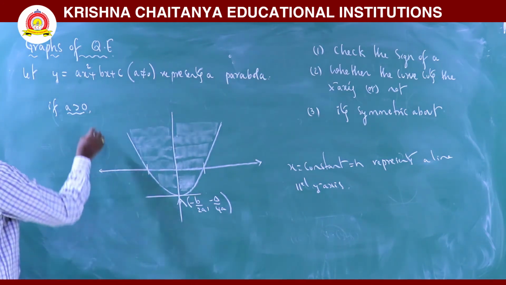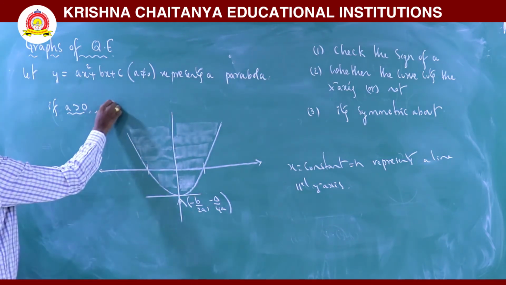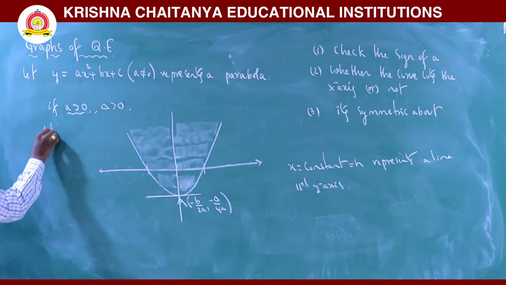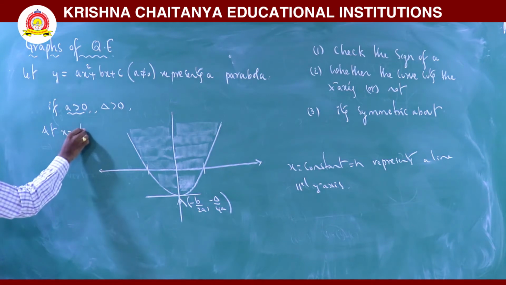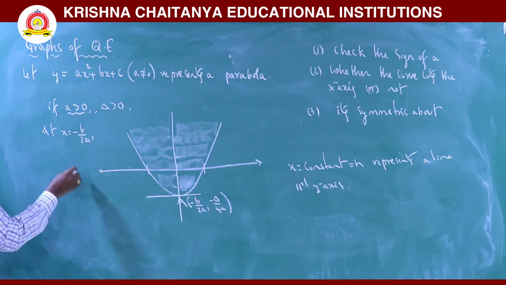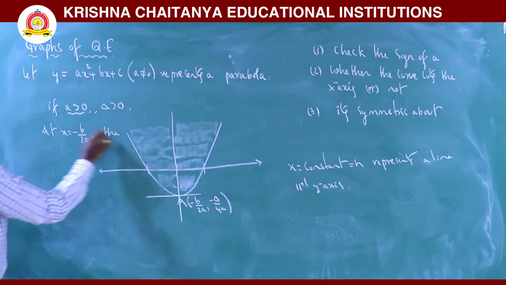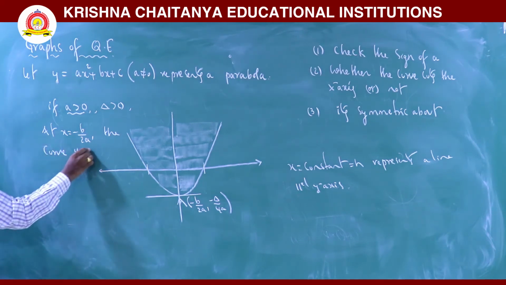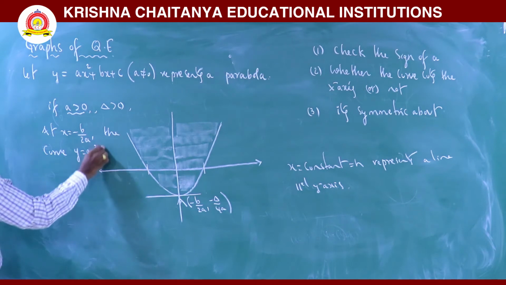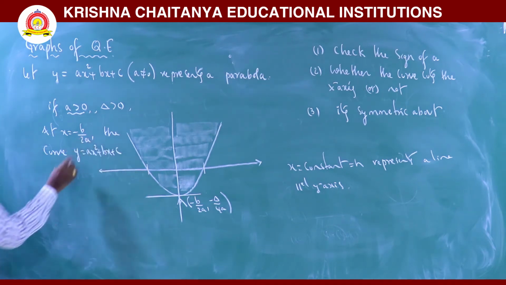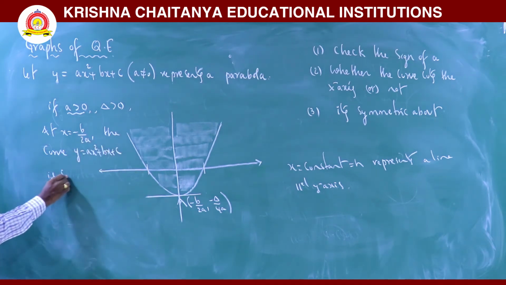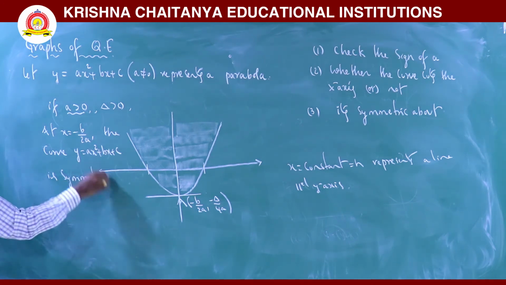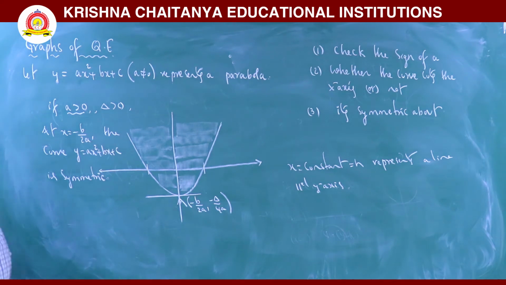So if a is greater than 0 and delta is greater than 0, the curve y is equal to ax square plus bx plus c is symmetric about x is equal to minus b by 2a. This is point number 4.